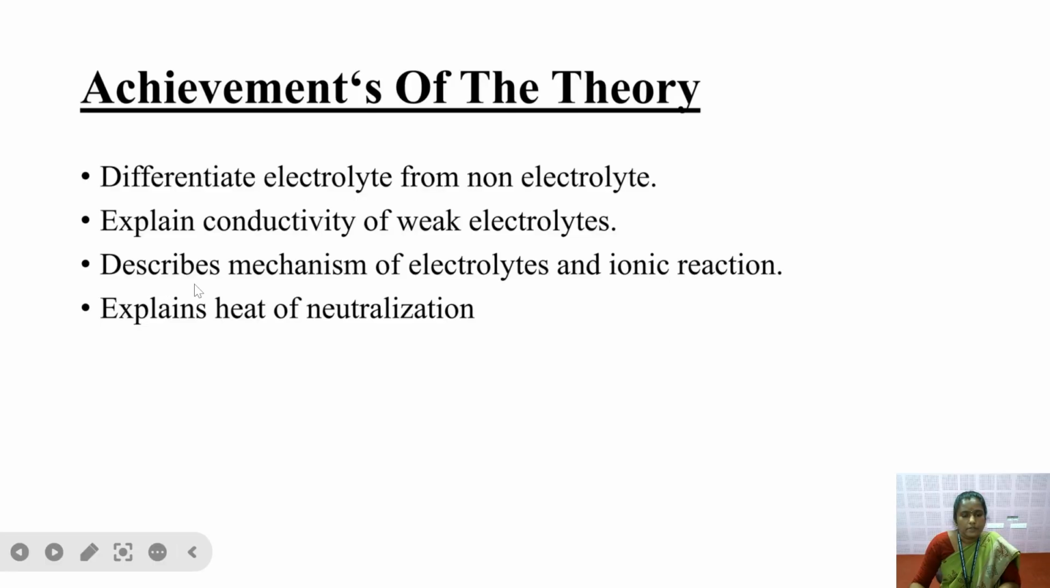Third one, it describes the mechanism of electrolytes and ionic reactions. And fourth one, it explains heat of neutralization. What is meant by heat of neutralization? Heat of neutralization is how much heat is evolved during the neutralization of an acid and a base to form salt and water. It is denoted as delta H and expressed in kilojoule per mole. Generally it is an exothermic reaction, so delta H is always negative. These are the achievements.